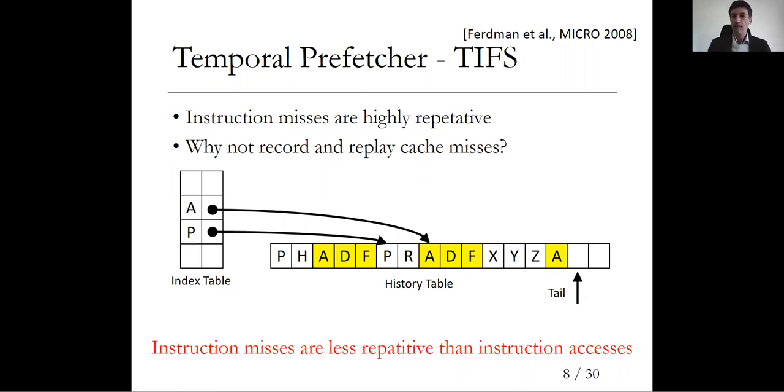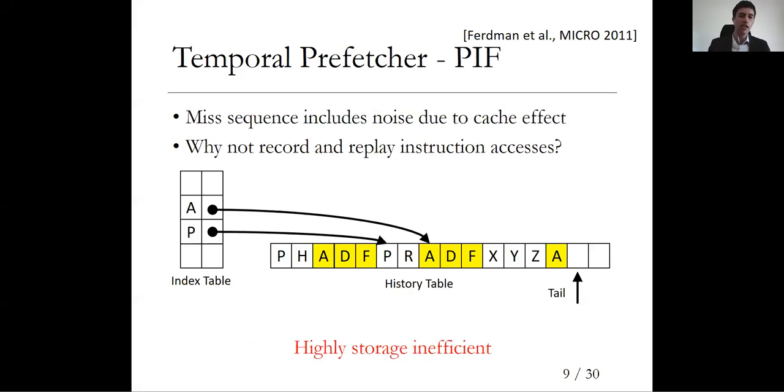TIFS is very effective and works very well. However, an observation was made that while we have repetition in the cache misses, the repetition in the cache accesses is higher. So this is essentially the basic idea of another temporal prefetcher named PIF, which was proposed in 2011.